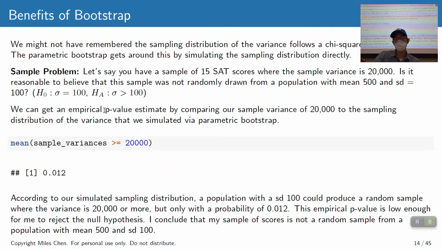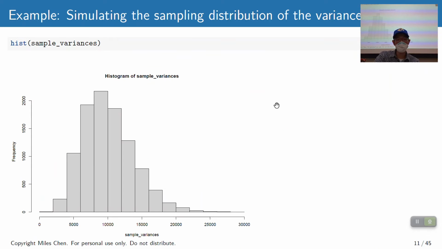Is it possible to just get a sample variance of 20,000 by random chance? Well, what we do is we go back to our sampling distribution that we simulated and we say, how often do we get a value of 20,000 for our variance just by random chance? How often does that happen? And the answer is not very often.